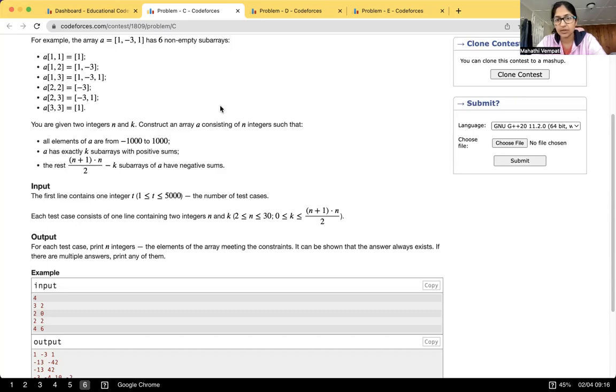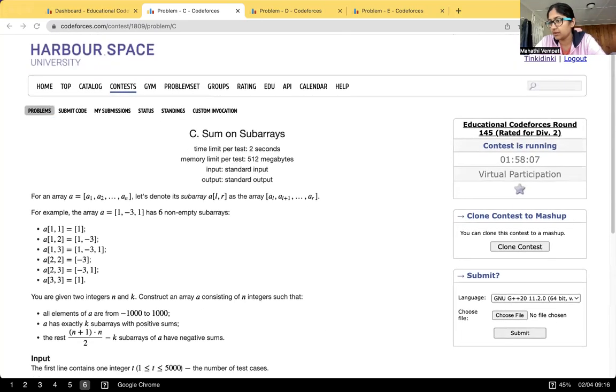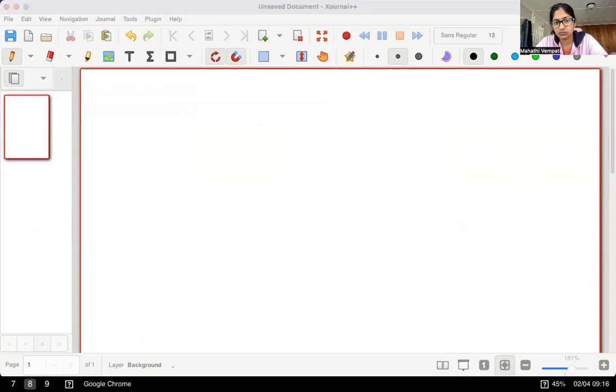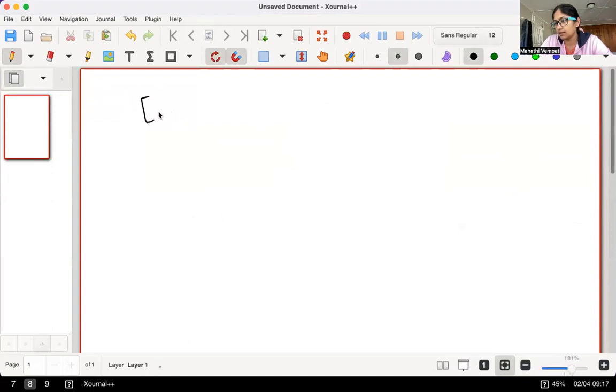Interesting. So I just read the question. Let me try to explain what it is. So you are given an array. I mean, you're not given an array. So you're given integers n and k. You need to build an array of size n, right?